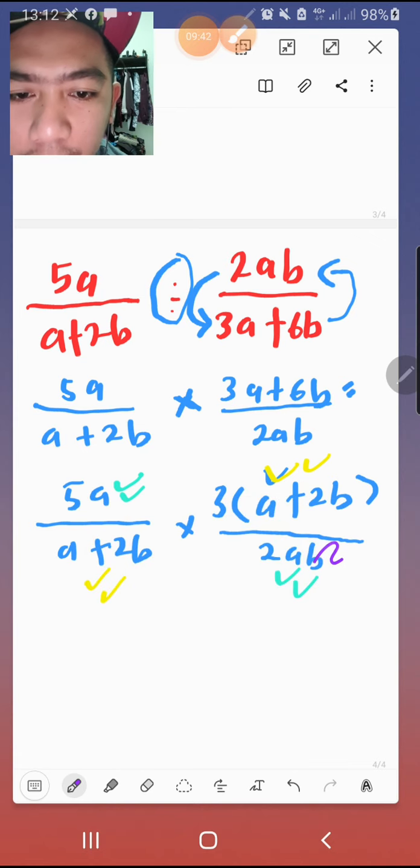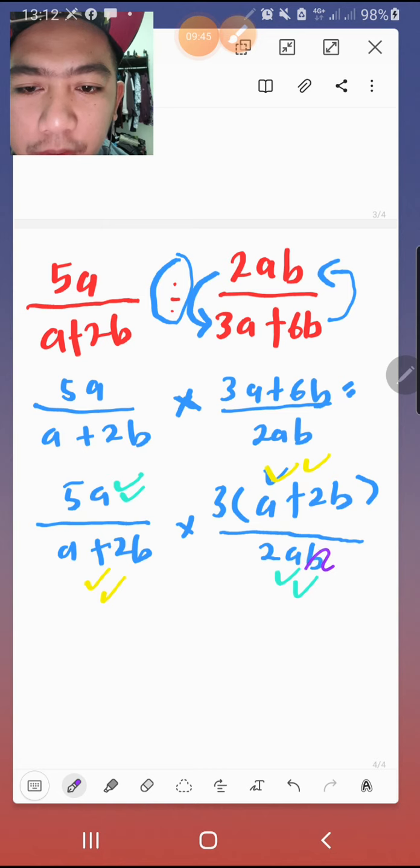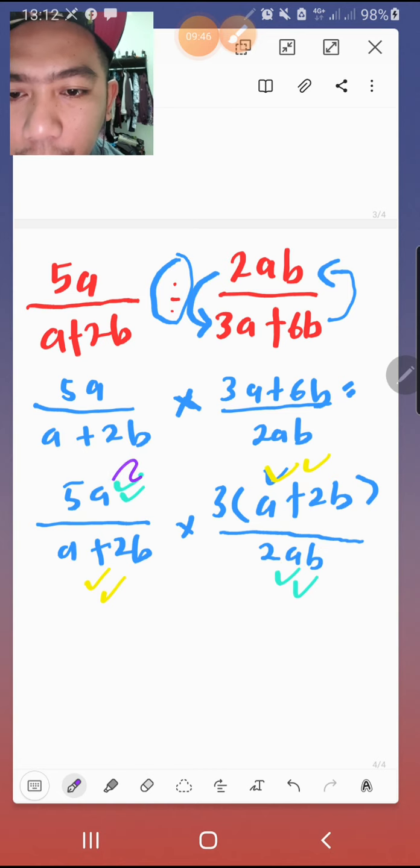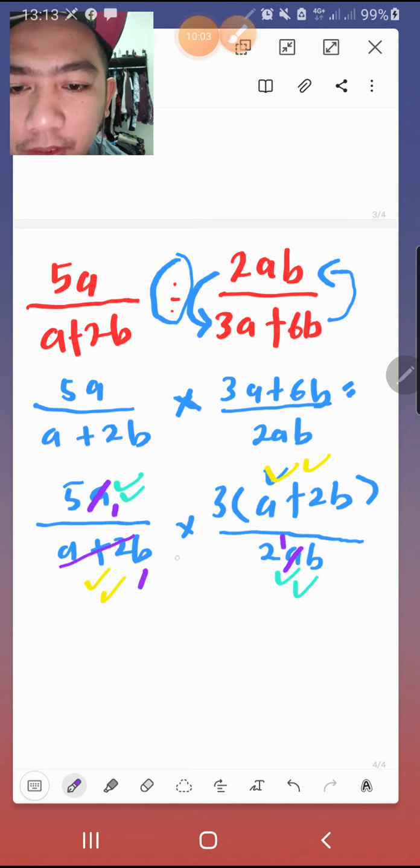So 5a and 2ab, can we simplify? Yes, we eliminate the a. It will become 1. Here also 1. So here a plus 2b, you eliminate with the numerator here. So a plus 2b, you eliminate, it will become 1. Here also it will become 1.